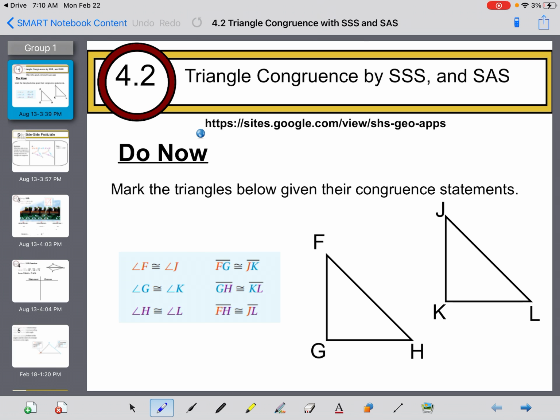Okay, they tell you angle F is congruent to angle J. Angle G is congruent to angle K. Angle H is congruent to angle L. Side FG is congruent to JK. GH is congruent to KL. And FH is congruent to JL.